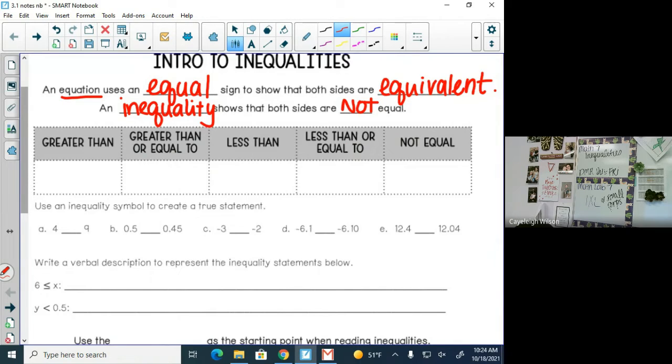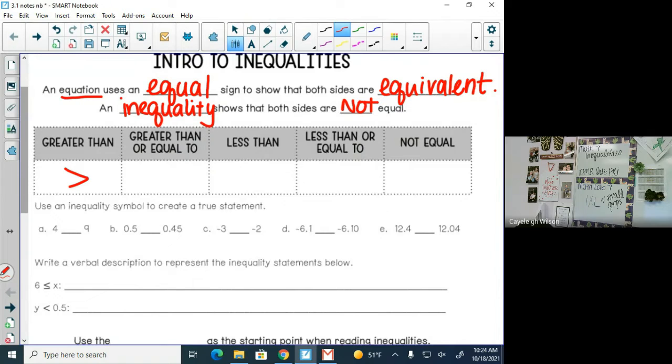Now, the way that you read an inequality depends upon which way you read it from left to right or right to left. Okay? So I'm going to label these as if I was reading it from left to right, just like a regular sentence. So a greater than would be like this. So if I was reading this from left to right, I would say greater than. Greater than or equal to.